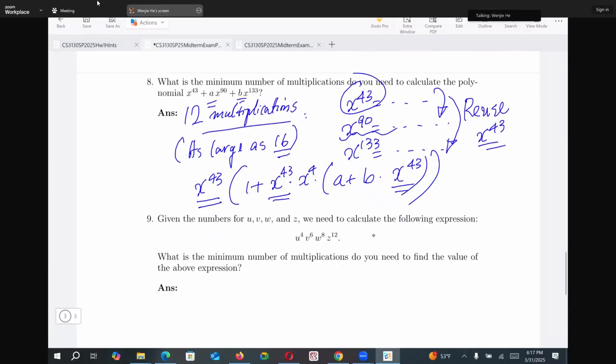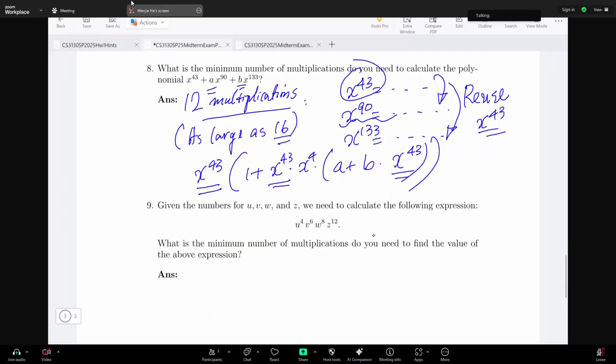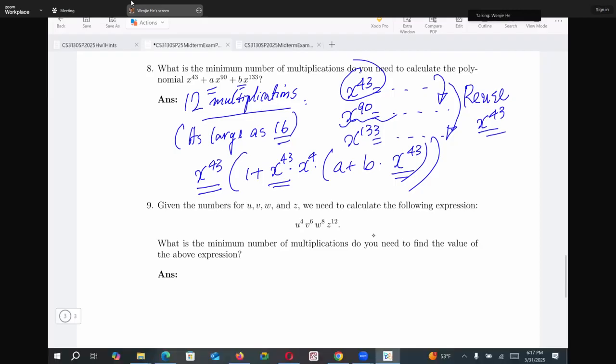So that's number 8. Number 19, big miss. Most students, I think only very small numbers got this one, as few as 1 or 2 students. The correct answer is 8 multiplications. Most students gave me much more than this number. 8 multiplications.